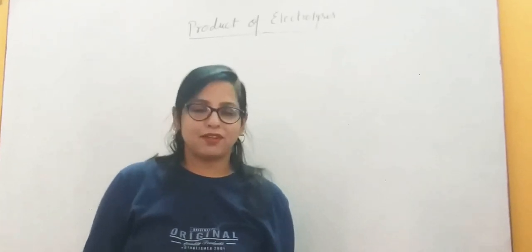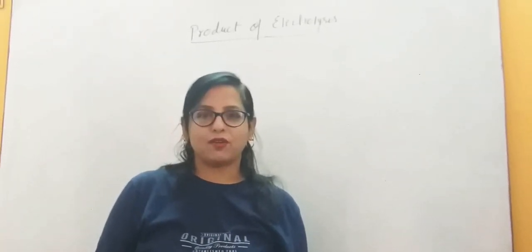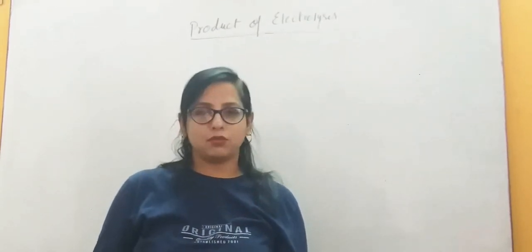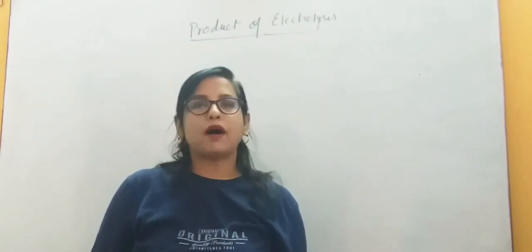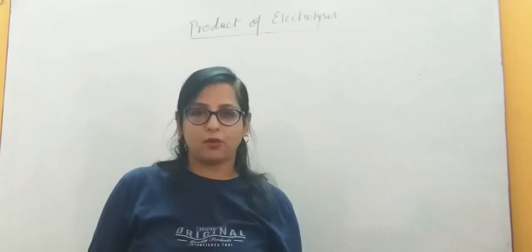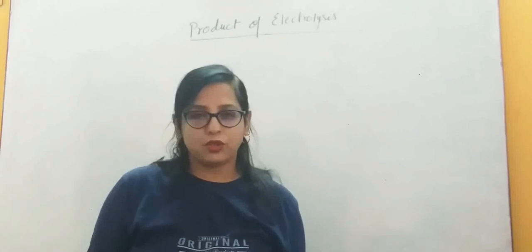Hi guys, today I will explain to you what the products of electrolysis are. What is the process of electrolysis? On passing electricity through a solution of an electrolyte, the cation is collected on the cathode and the anion is collected on the anode. Now why am I teaching you this topic?